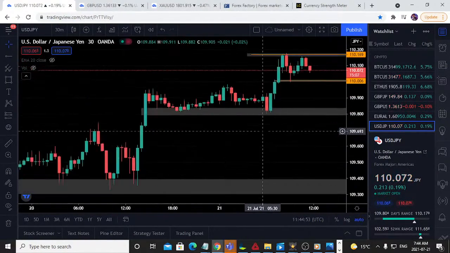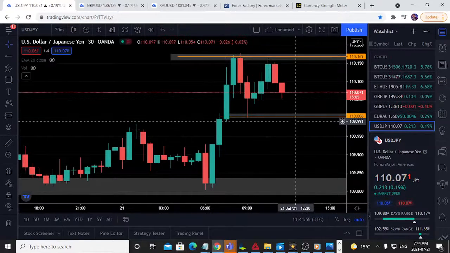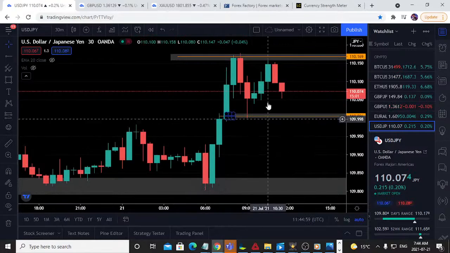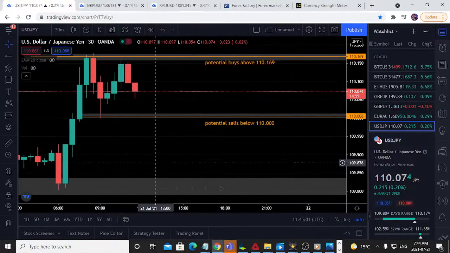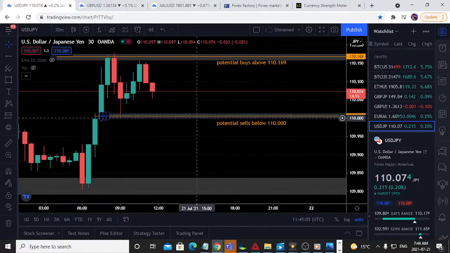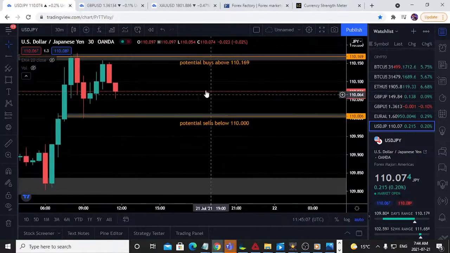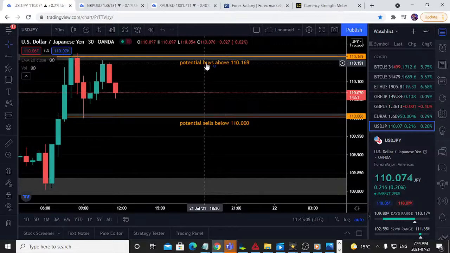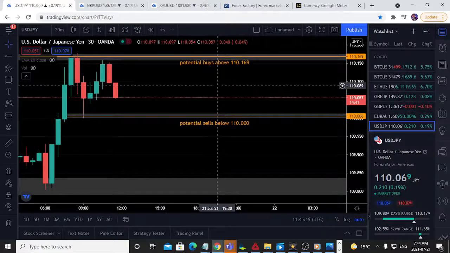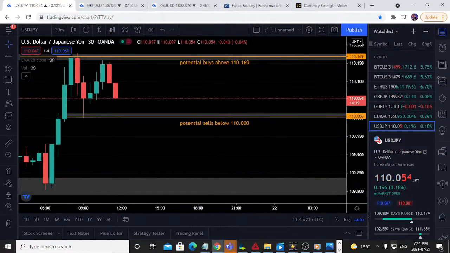On top of that, I would really want it to come below this area and into these areas with fresh candles as opposed to this range. The reason is that we're in an uptrend, and I have to acknowledge that early. So we're in an uptrend. I should really be saying potential buys above 110.169, and I should just be waiting. Let's see what happens in the next 16 minutes, because we're about to get the New York Open, 8 a.m.